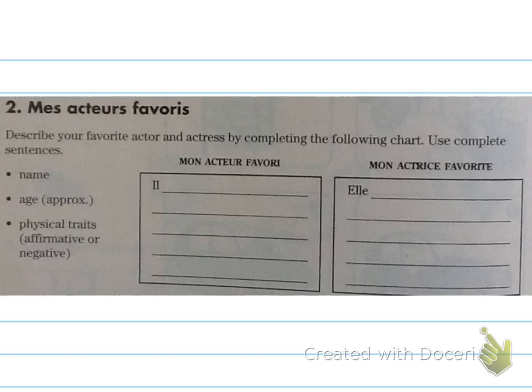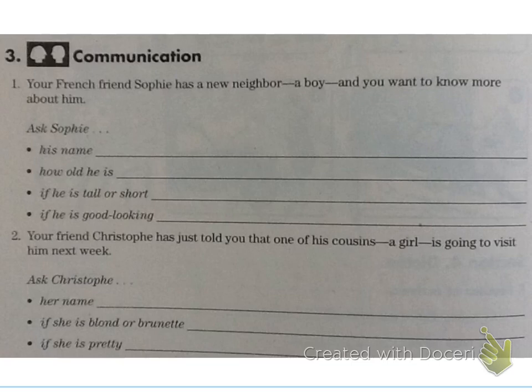2, mes acteurs favoris. Describe your favorite actor and actress by completing the following chart. Use complete sentences. So again, his or her name is, their age, and then again, physical traits, okay? So just, again, using some of that vocabulary of those new adjectives.